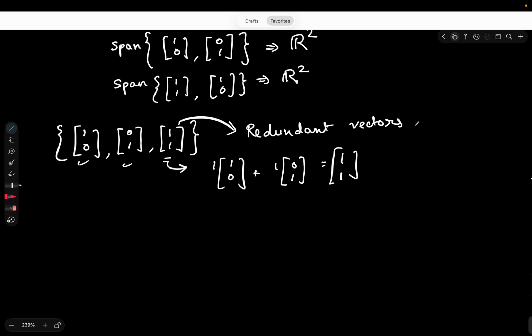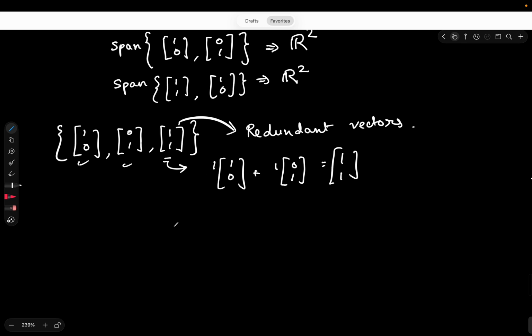And redundant vectors are always removed from the basis set. So the basis set is basically the minimum number of vectors which can be used to obtain the vector space. So there should not be any redundant vectors there. So that is the meaning of a basis set.